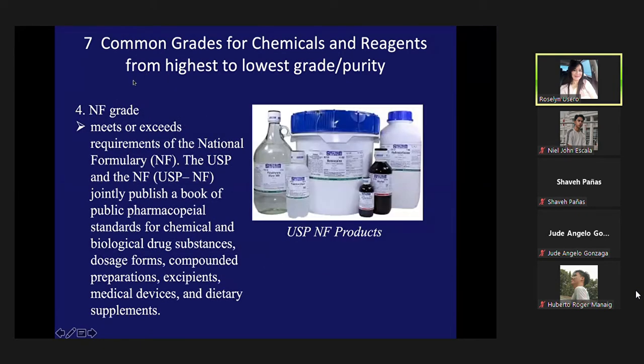Okay. Next, we have the NF grade. NF means National Formulary. It meets or exceeds requirements of the National Formulary or the NF. The USP and the NF jointly publish a book of public pharmacopoeial standards for chemicals and biological substances. So this is also somehow similar to the USP grade. Okay, it's used for compounded preparations, medical devices, and dietary supplements. So NF products.